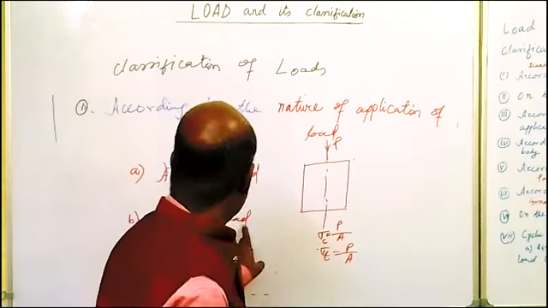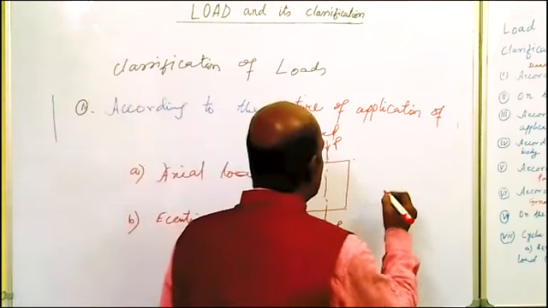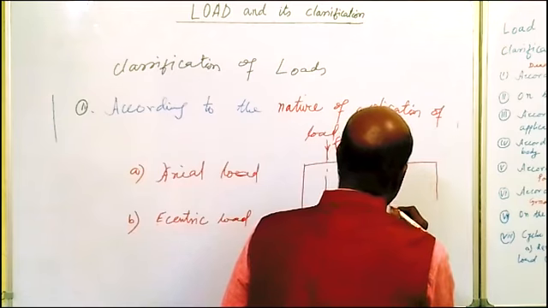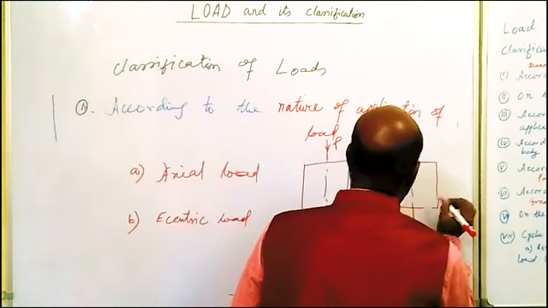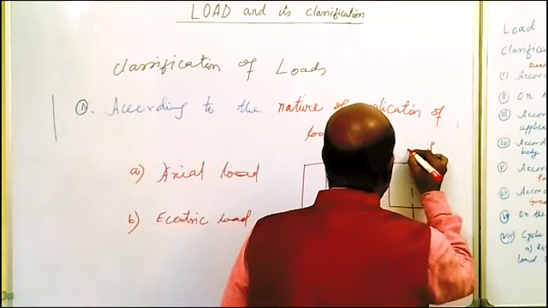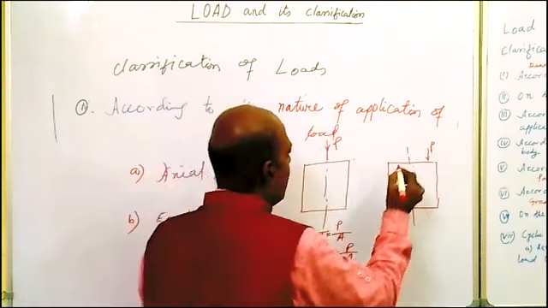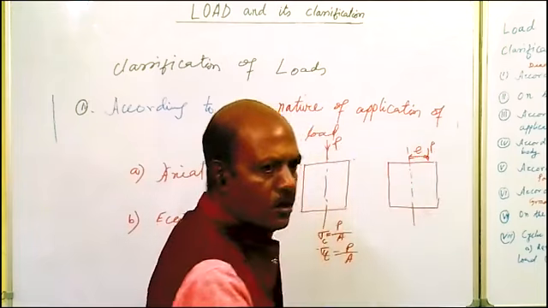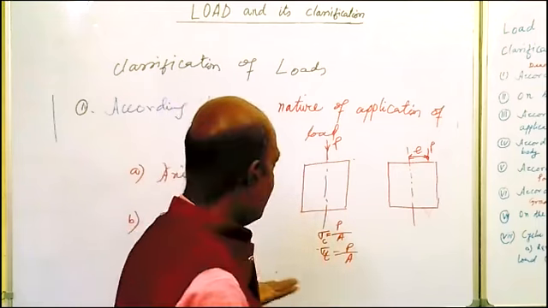Now if we see the other kind of load, that is eccentric load. So consider a member, and let this be the axis of the member and the load is acting at this point, say P is the load acting, but it is not acting through the axis of the member. The load is acting at some distance away from the axis, say e is the distance, called eccentricity.